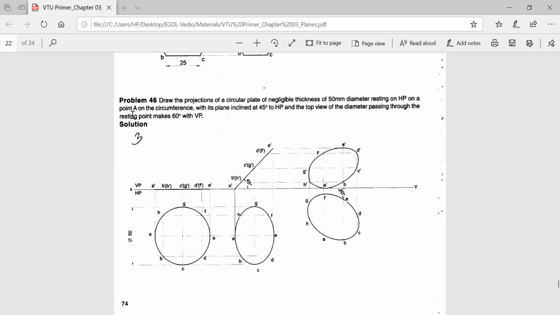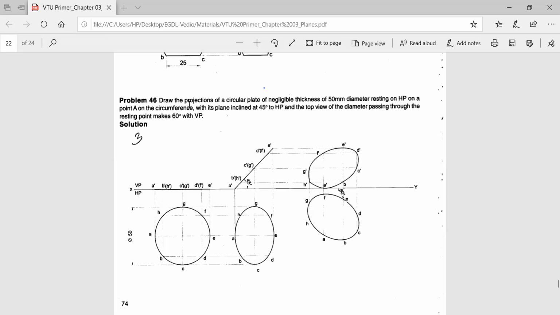If it is a problem with point A resting on one of its sides, then it is a regular problem, because here also the third inclination is that the resting point makes 60 degrees with HP. So I will explain that. I am just telling you the differences for the location of the points. So now this second stage is over.